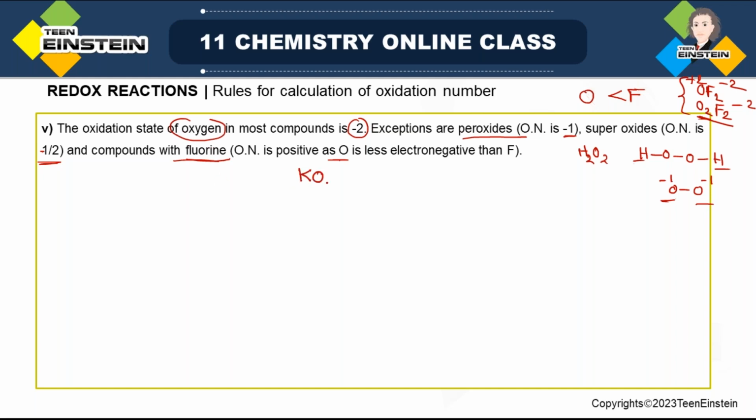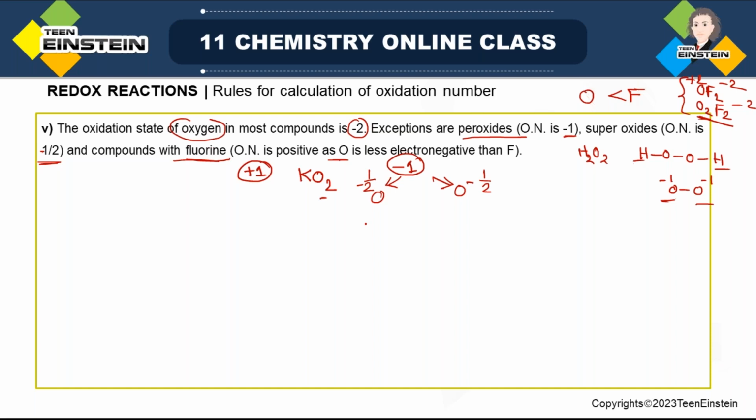A common example is KO2. We know that for potassium only one oxidation state is possible, which is +1. Always only one is possible. That means as a whole the molecule is neutral, so the total negative charge must be -1, but there are 2 oxygen atoms. So this -1 charge will be distributed over the 2 oxygen atoms. Ultimately it will be -1/2 and -1/2.